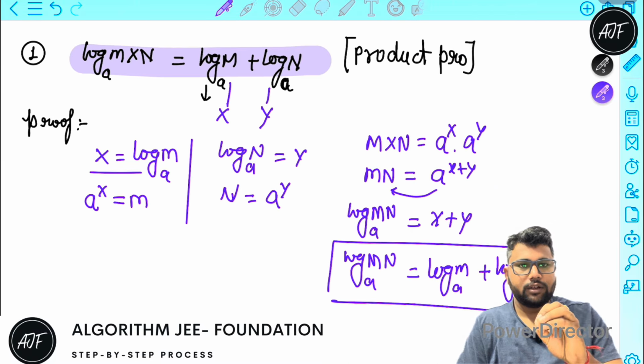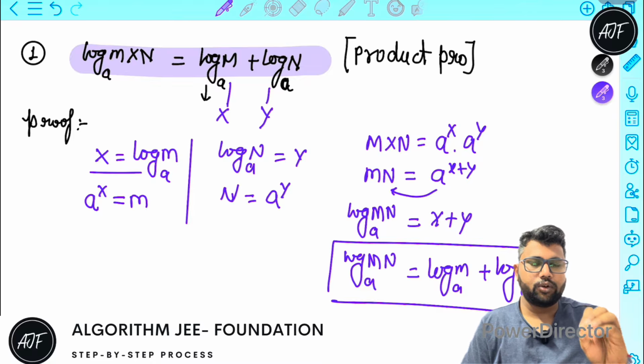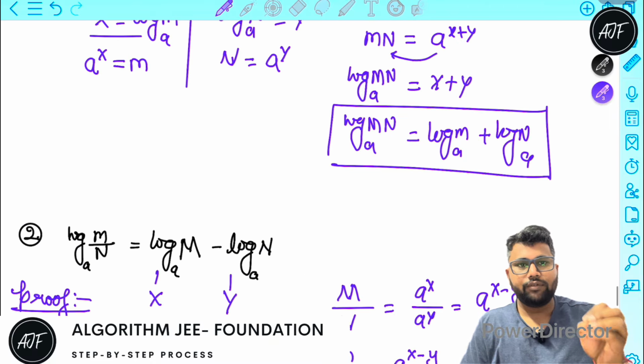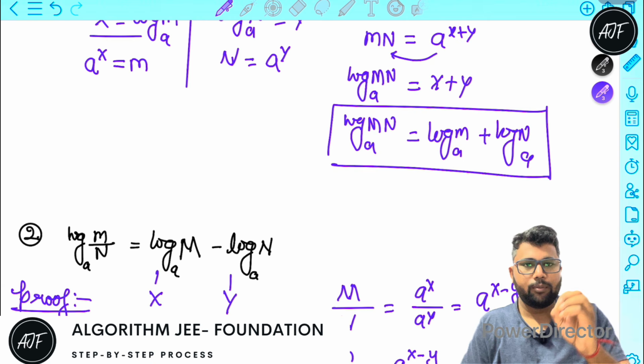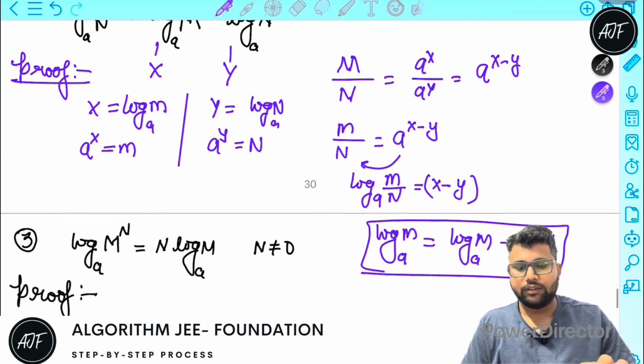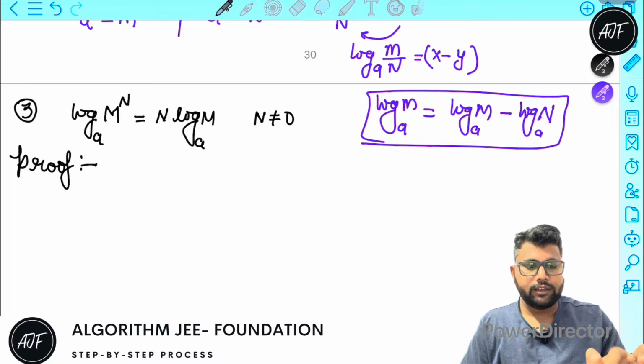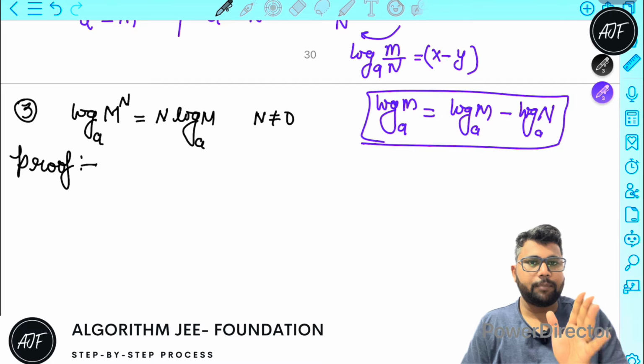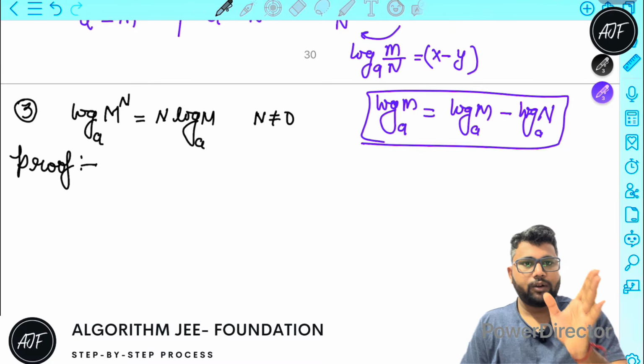Now log mn is converted into log m plus log n. The second one is the division property. Log m upon n is converted into log m minus log n. So both are easy. The third property we will discuss is that the exponential power is shifted to multiplication, meaning the power is shifted to the coefficient.